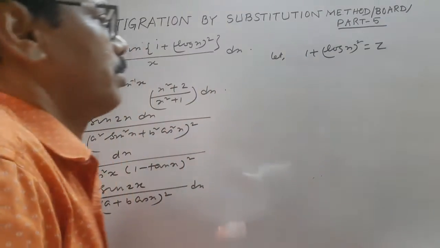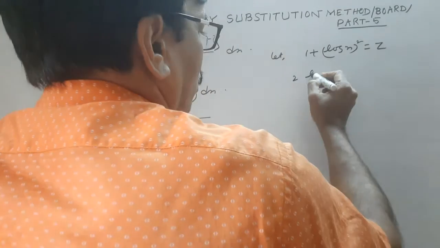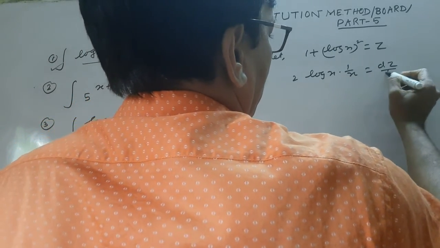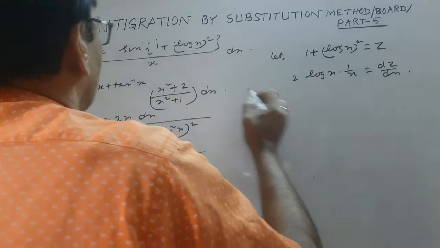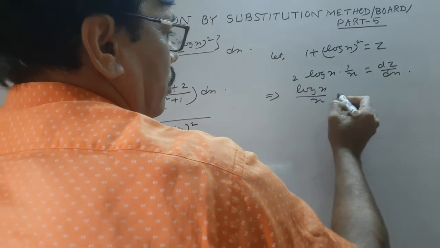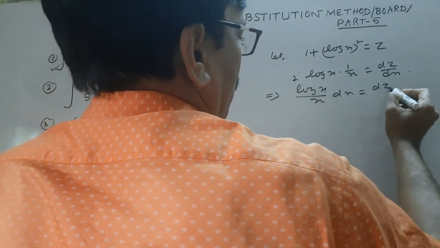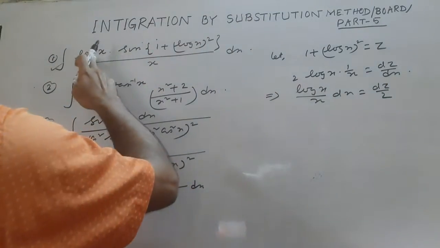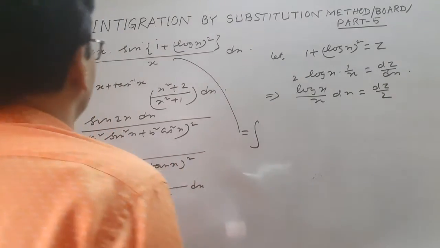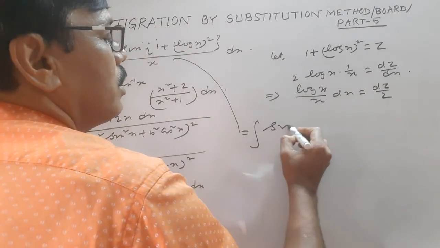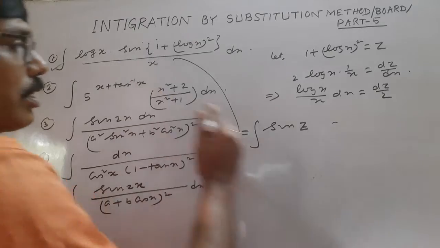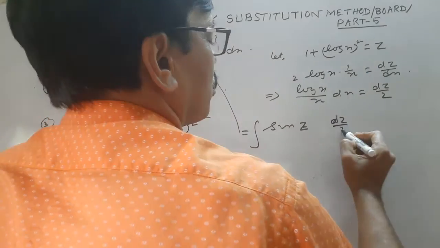Now derivative. Derivative of (log x)^2: 2 log x into 1 by x equals dz by dx. Function of function. So log x by x dx equals dz by 2. It is in the form log x by x. So after this step, you look: it is sin z, and log x by x dx equals dz by 2.